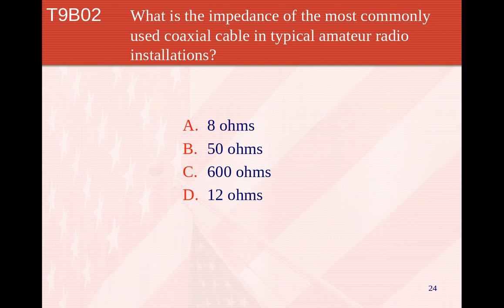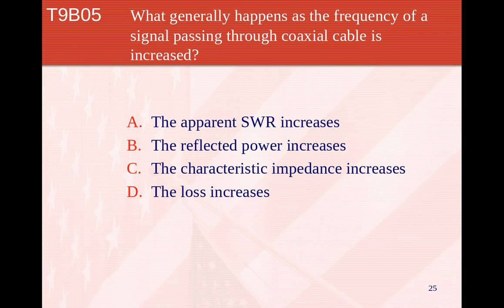What is the impedance of most commonly used coax cable in a typical amateur radio installation? 50 ohms. What generally happens as the frequency of the signal passing through the coax is increased? The loss increases. As frequency goes up, your loss goes up.